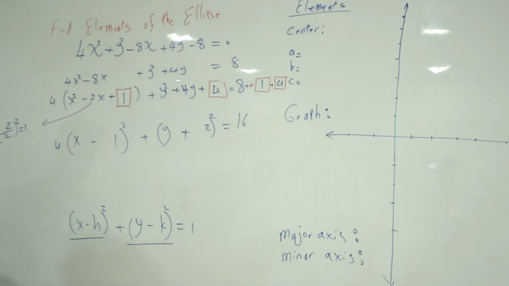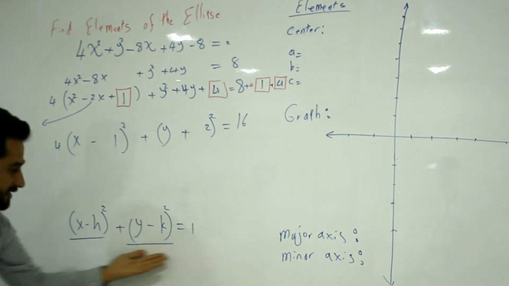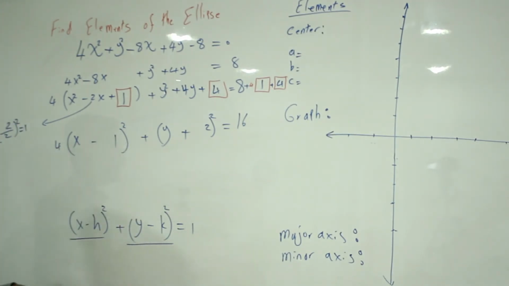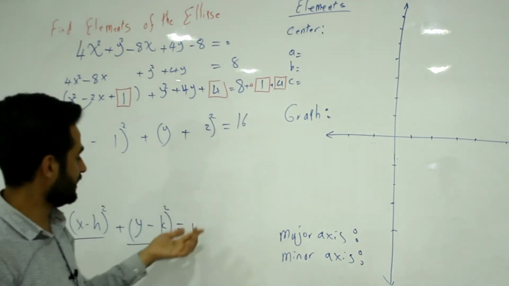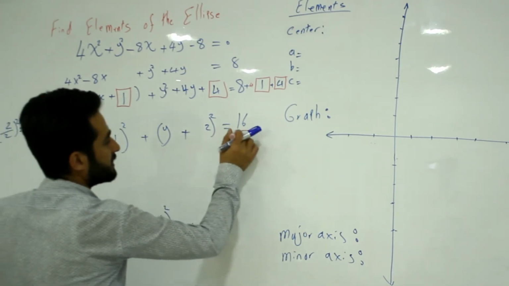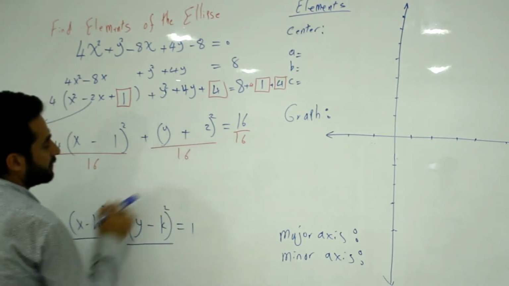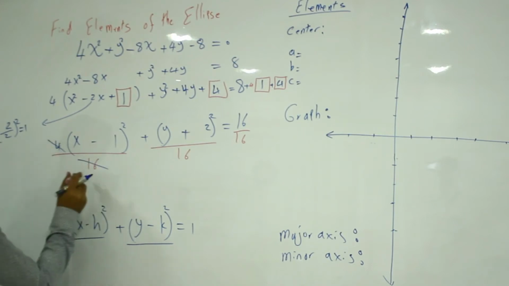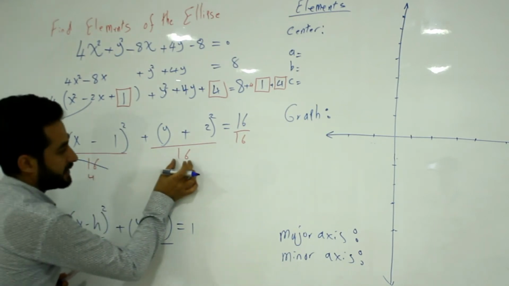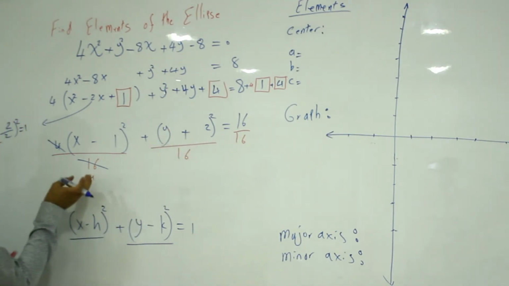And then pay attention to this and this. Do they look like each other? Yes, look, they look like each other, but this side is 16 and this side is 1. So what should we do? Divide by 16, divide by 16, divide by 16. And now 4 and 16 will be cancelled, and this number becomes 4. So look, 16 is greater than 4. So the number under y is greater than the number under x.